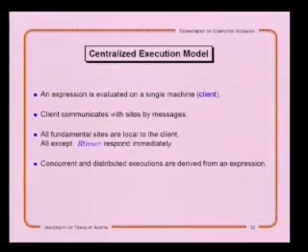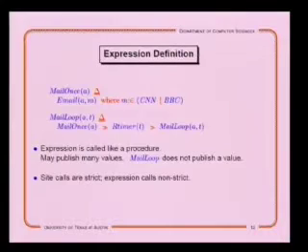Concurrent and distributed executions are derived from an expression automatically. I won't show the last part. So this is the last thing. Actually, I should have said that not all three combinators. I should have a way of defining expressions, giving them names, and reusing them. So here is the first example.